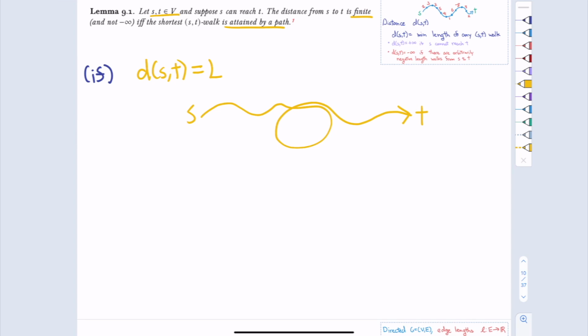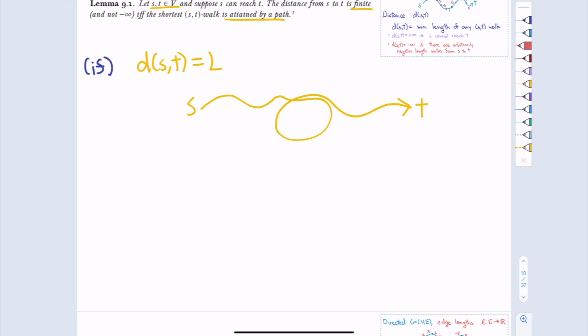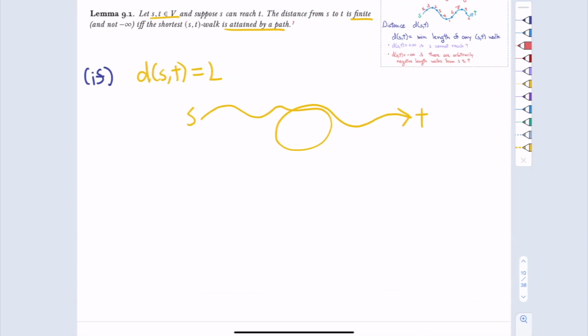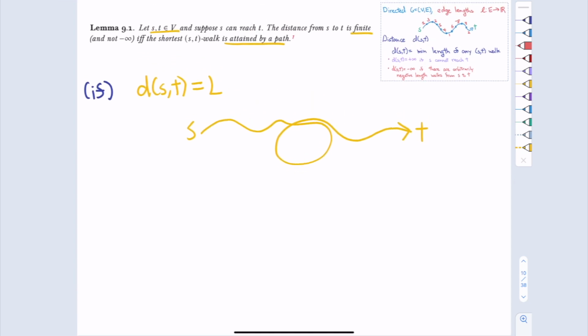So in general, just by definition, we know that if the distance is L, then there are walks, possibly more than one walk, from S to T with total length L. But the claim is that at least one of those walks is a path. Okay. So here's how we're going to set up a proof by contradiction. One sec, I'm going to give myself a little more space.